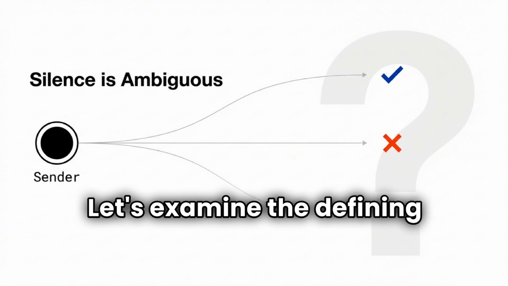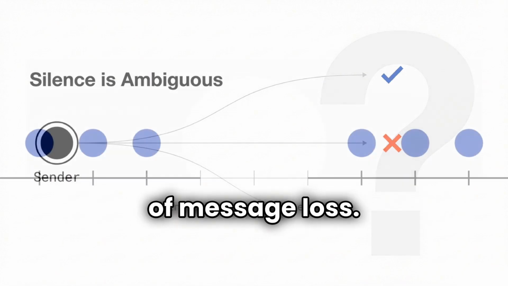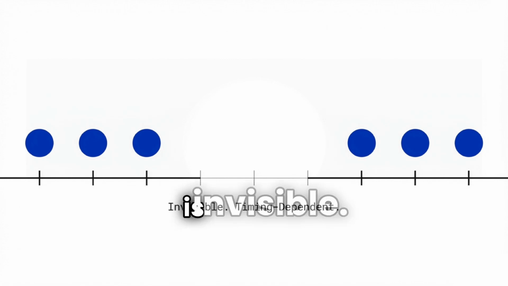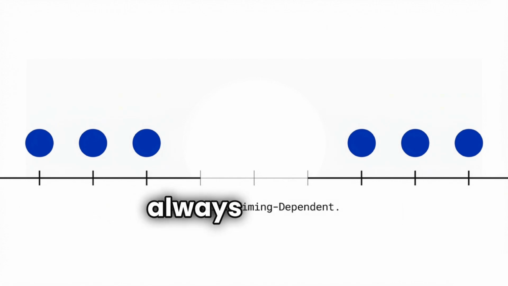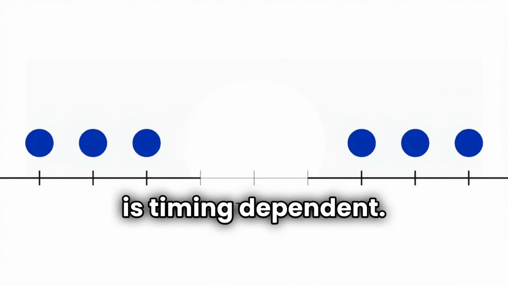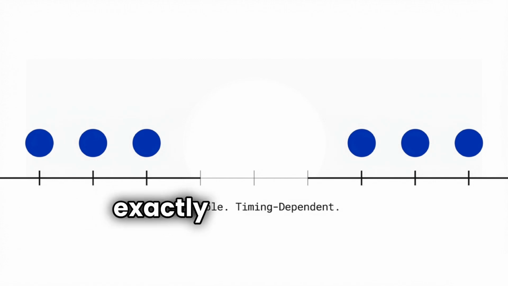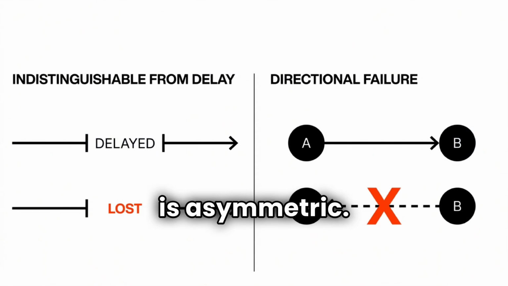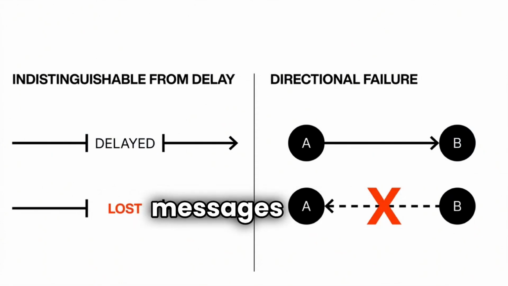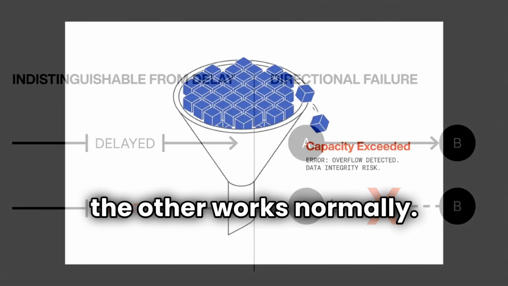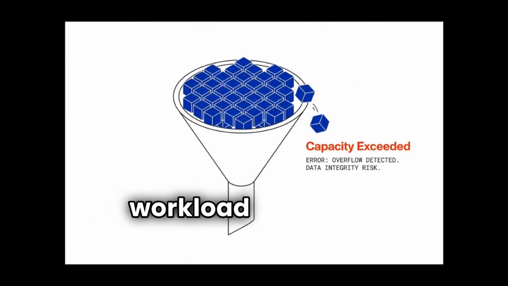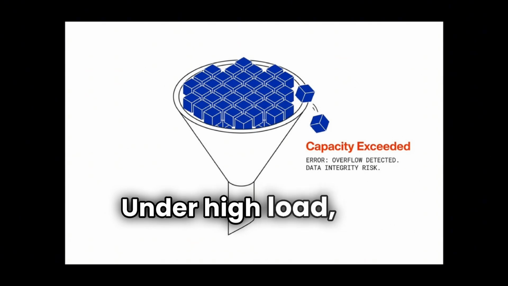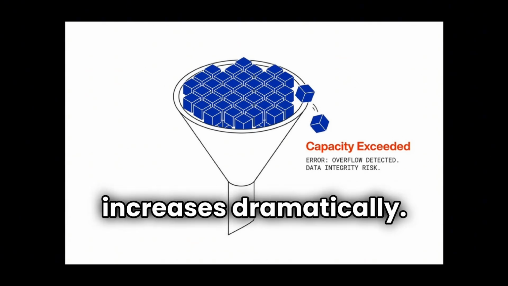Let's examine the defining characteristics of message loss. First, message loss is invisible. The network does not always report it. Second, message loss is timing dependent. A delayed message looks exactly like a lost one. Third, message loss is asymmetric. One direction may lose messages while the other works normally. Fourth, message loss is workload sensitive. Under high load, loss increases dramatically.